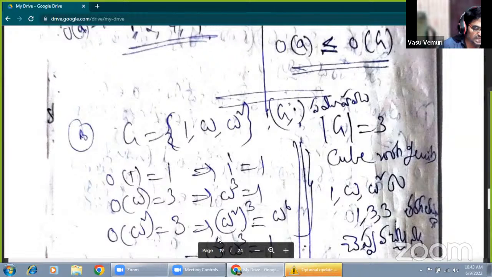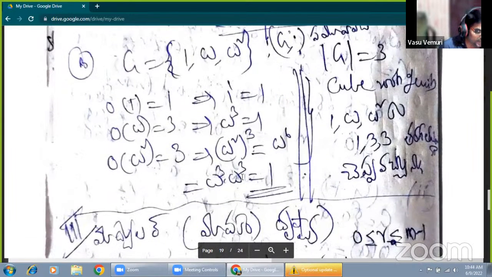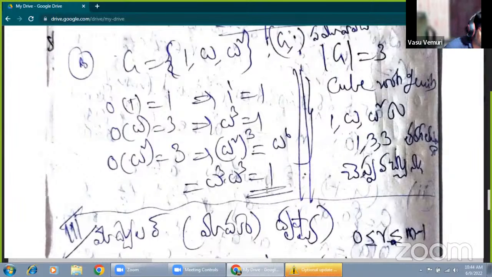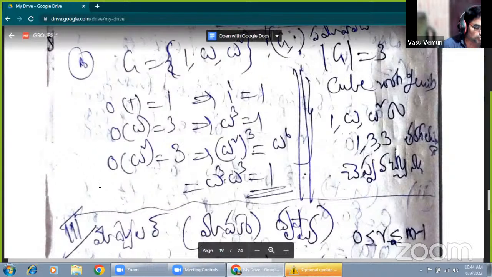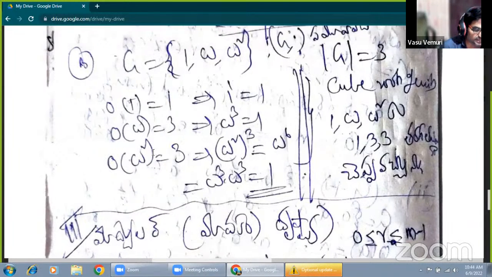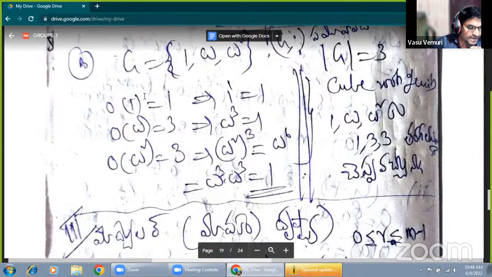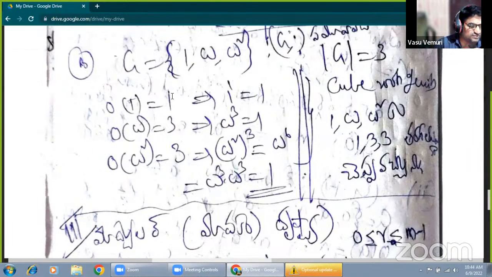Next, the third element, omega square. Omega square whole cube equals omega power 6. Omega power 6 can also be written as omega cube into omega cube, so 1 into 1 equals 1. So for omega square, we apply the integral power 3, and the result is the identity. That is, omega power 6 equals 1. So that's why the order of omega square is 3. Finally, the orders of 1, omega, omega square are 1, 3, 3.